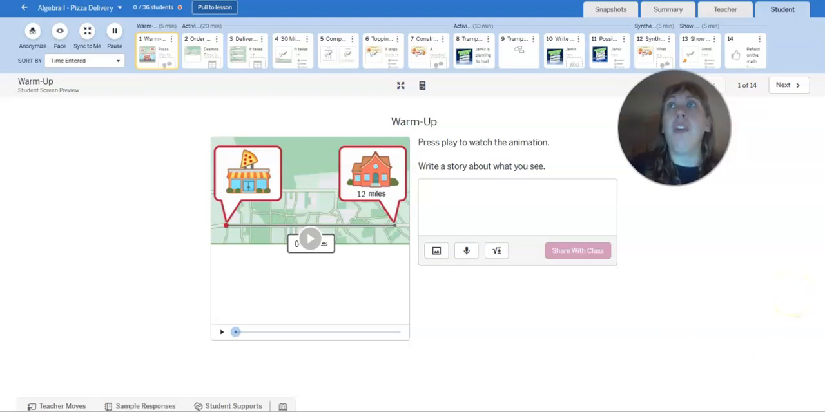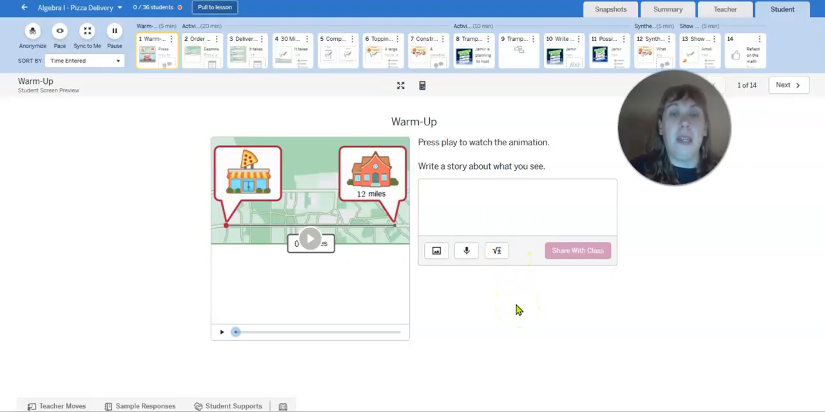Hello everyone, we are looking at lesson 2.8 and in this next session of unit 2 we're going to be looking at inequalities. So instead of an equal sign we're going to be seeing less than, greater than, less than or equal to, and greater than or equal to. So let's start with the warm-up.